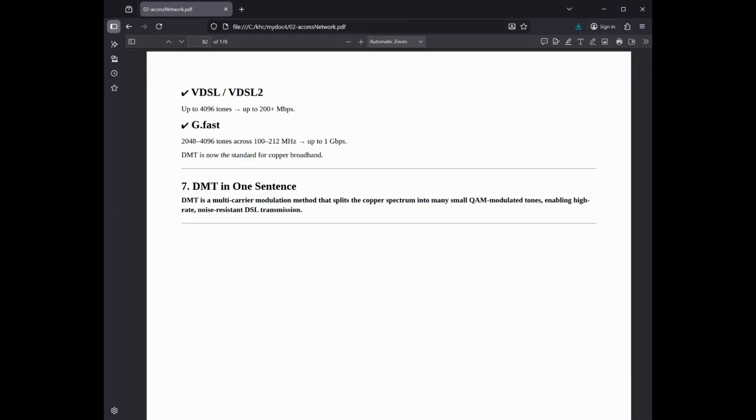The line cards inside the MSAN use DMT-based chipsets to communicate with the modems in customers' homes. The MSAN uses DMT to aggregate thousands of individual subscriber lines into a single high-speed fiber backbone.